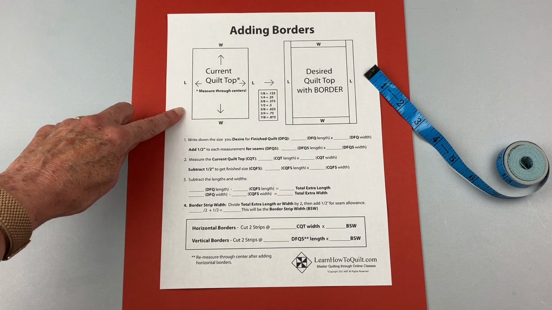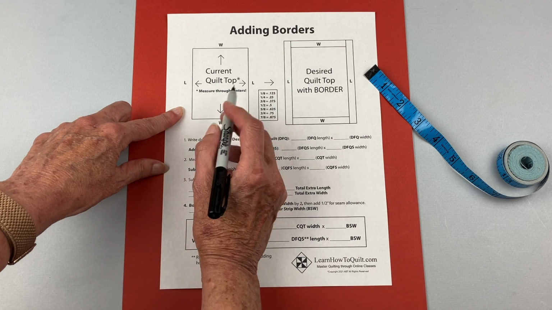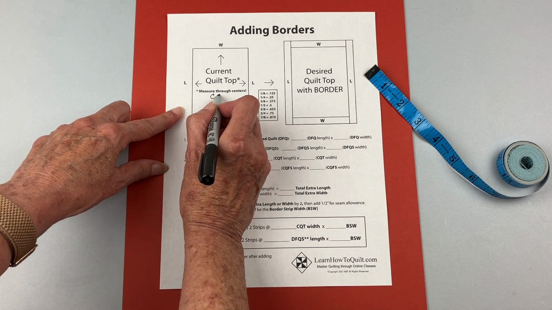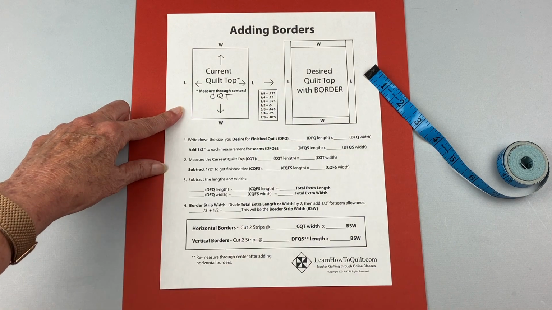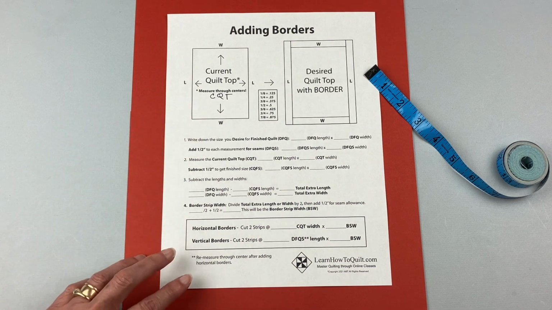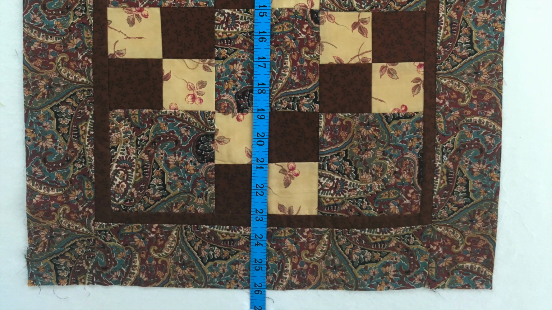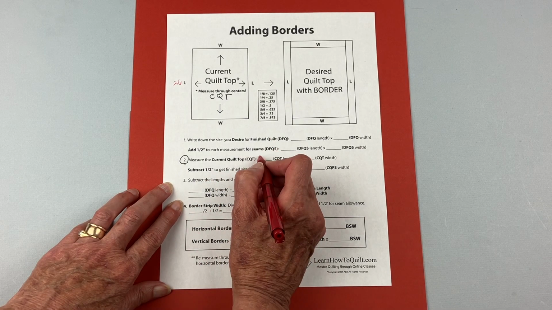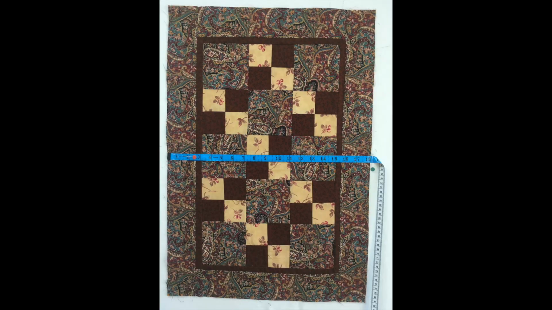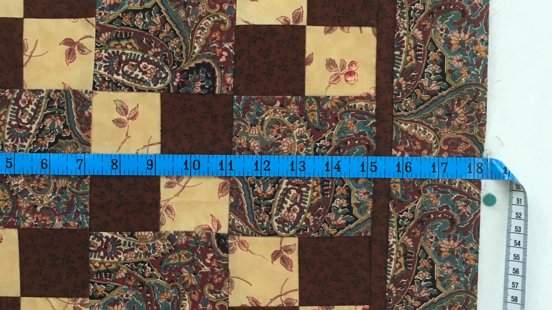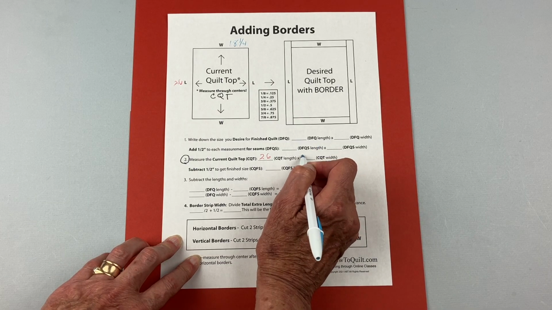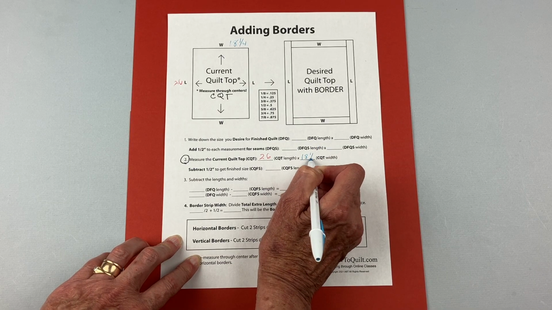This graphic represents your current quilt top, or I'm going to label it the CQT. These measurements will go here. I measured the length through the center of the quilt and came up with 26 inches. So I'll place that down here. Then I measured the width through the center and came up with 18¼ inches. You want to place that amount down here.